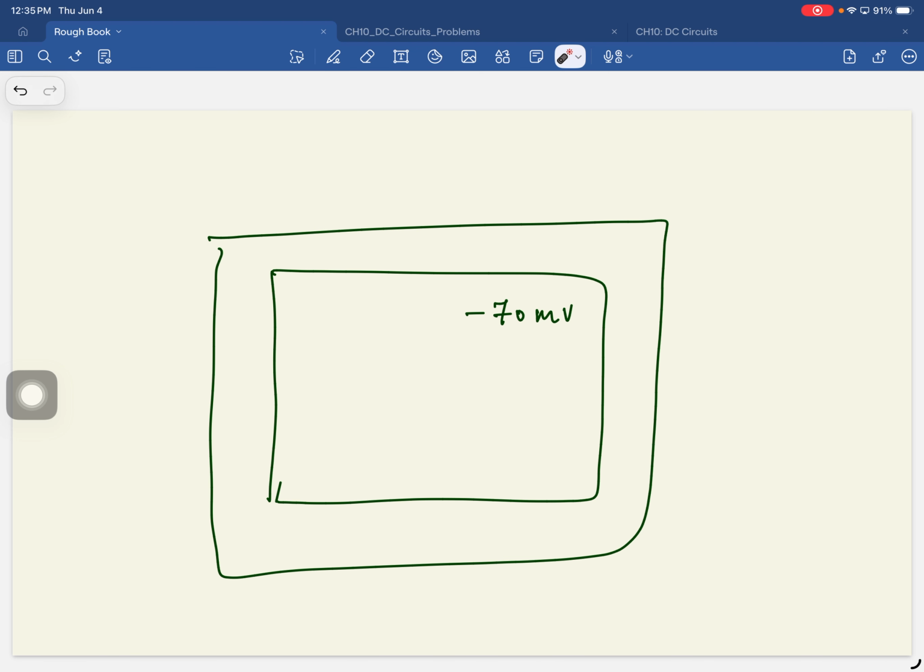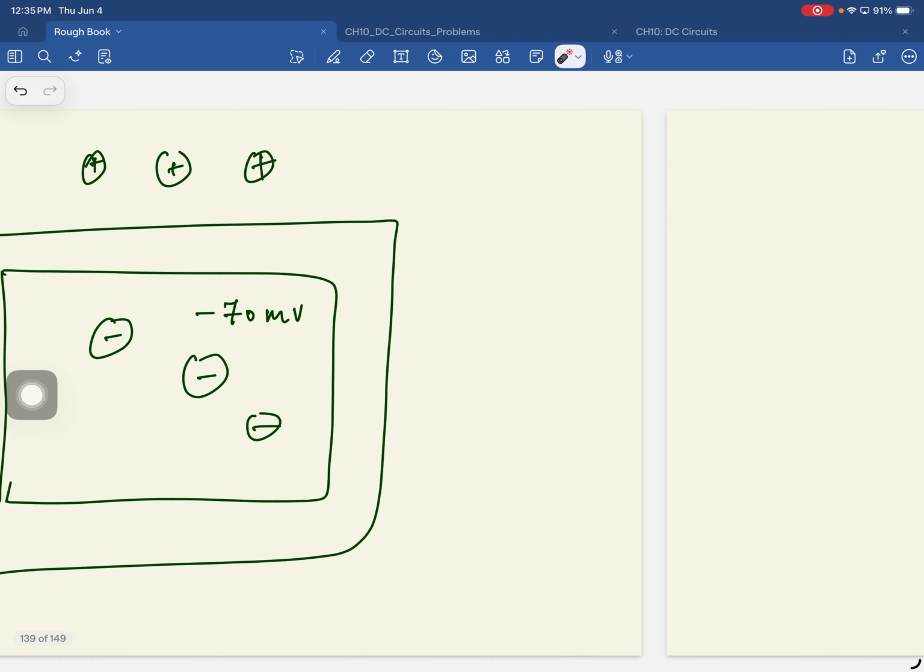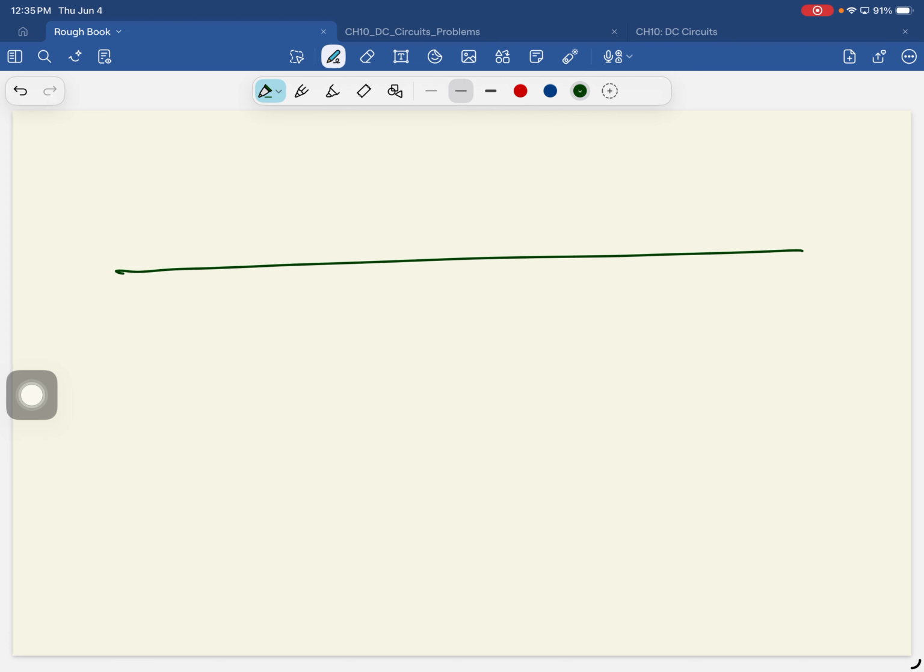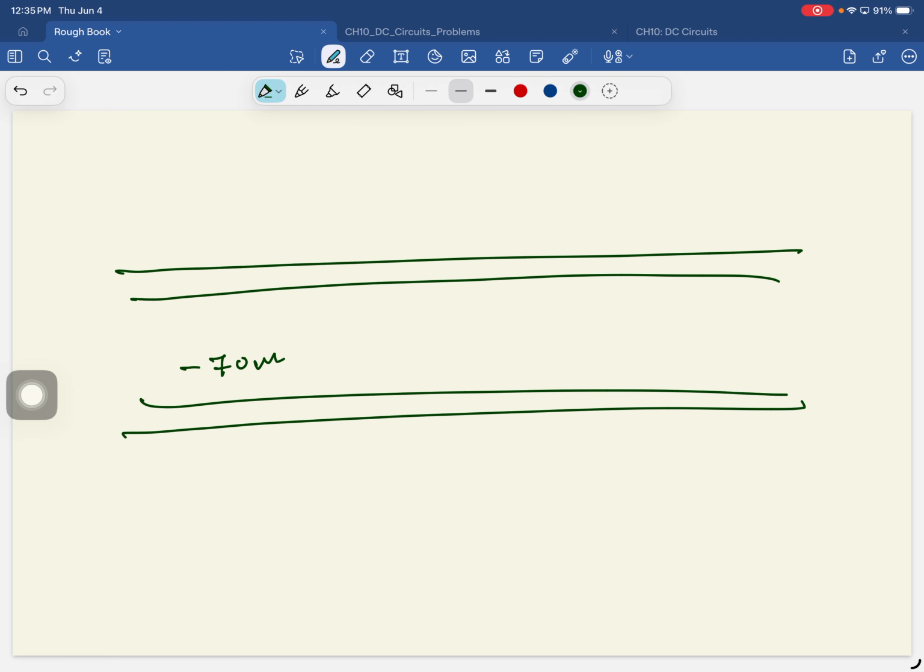So you have a whole bunch of potassium ions here, and these are the negative large molecules. There's the negative 70 millivolts. Now we'll do this in a nerve cell. So this is the axon, which is inside a cell. This is minus 70 millivolts. This is the resting potential.